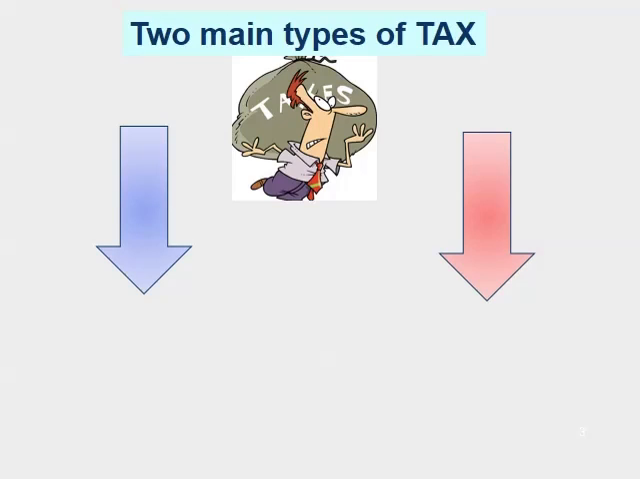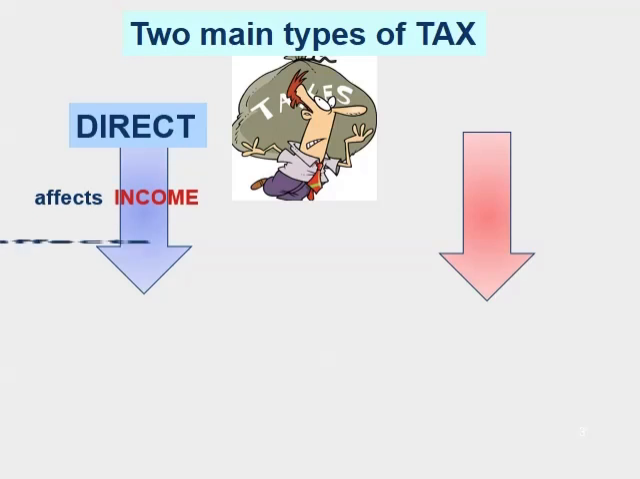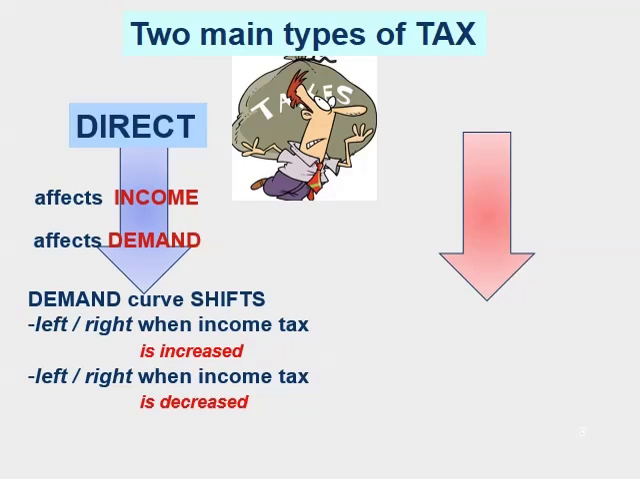There are two main types of taxes. Taxes called direct taxes, which are taxes on income. So therefore, the demand curve will change when income taxes are changed. The demand curve will shift to the left when income tax is increased. Consumers have less income, so the demand curve will shift left. And of course it will shift right when income tax is decreased.